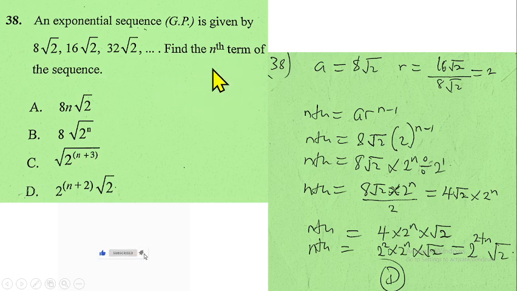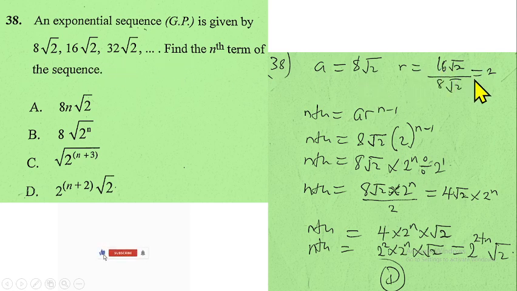To know the nth term of the sequence, you have to know the formula used to generate this sequence. That's the meaning of nth term. How do we get that? Since we are told that it's an exponential sequence, we know the first term to be 8√2, and we can find the constant ratio, which is this divided by this.